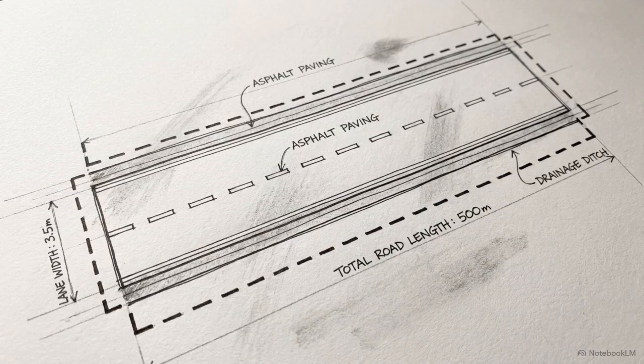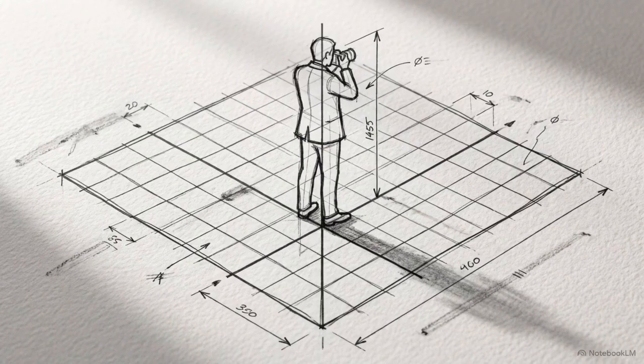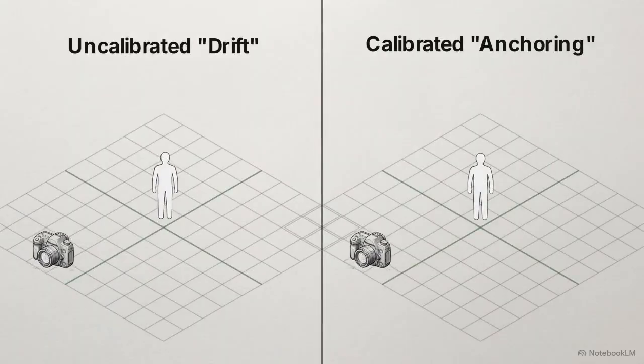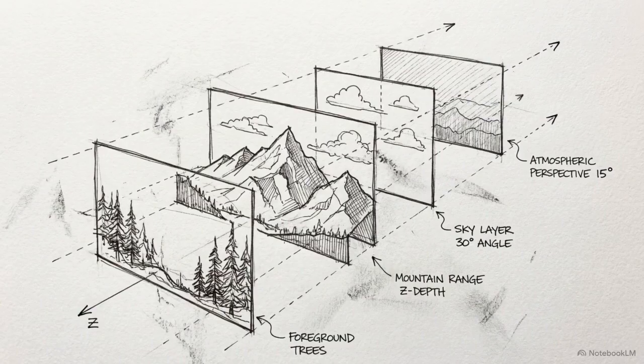To perform this calibration, you need an image with a clearly defined ground plane, such as a street or a floor, and a compositing environment like Adobe After Effects. Mastering this setup ensures your foreground elements stay anchored to the environment. This technical foundation prevents objects from drifting during camera moves and is the first step in building a realistic three-dimensional scene from a static photo.